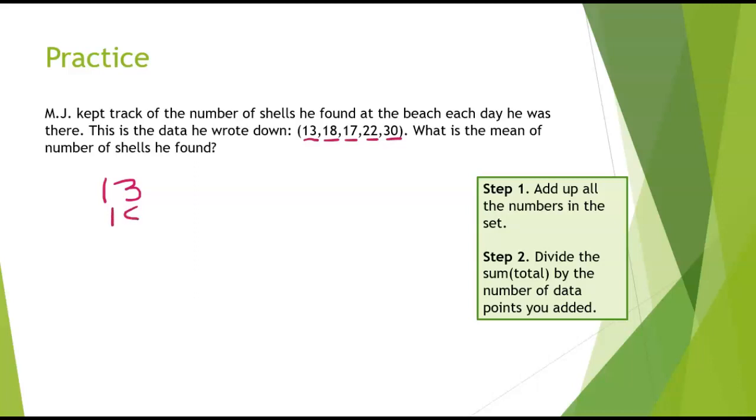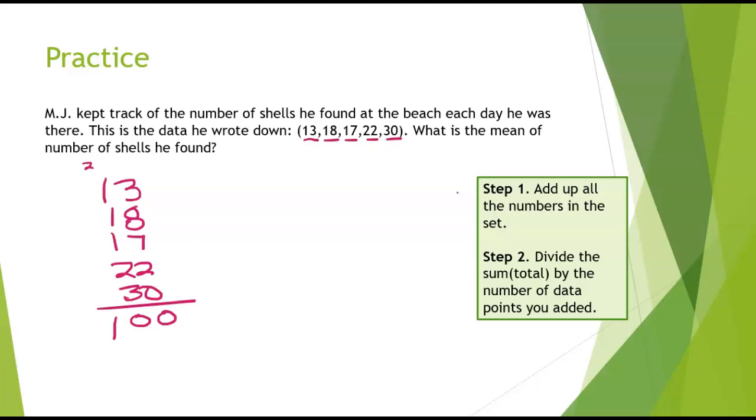13 plus 18 plus 17 plus 22 plus 30. Now, put that in your calculator, and what do you get? Let's see, there's 10, 20 there. I'm going to put a 0, 5, 6, 7, 8, 9, 10. Oh, I have to put a 2. 3, 4, 5, 6, 7, 8, 9, 10. 100. He found 100 shells.